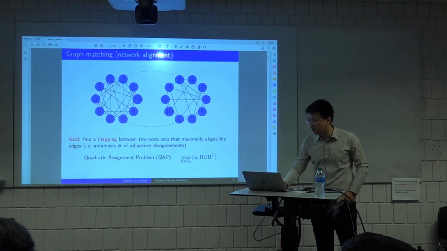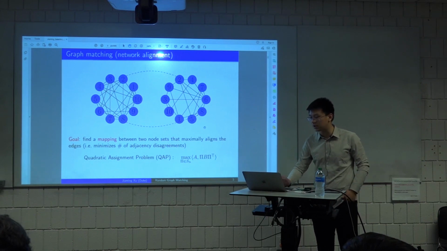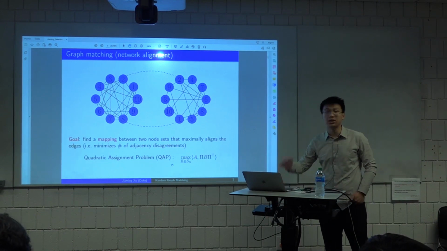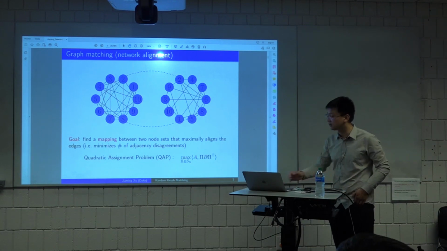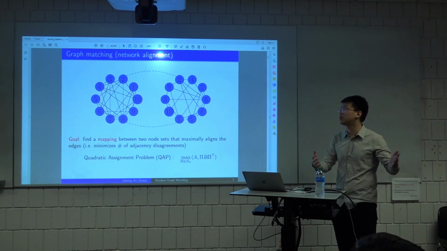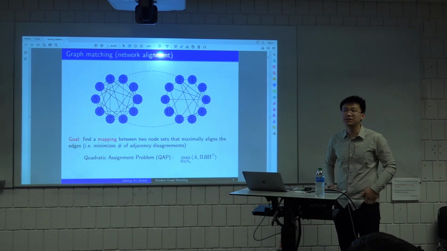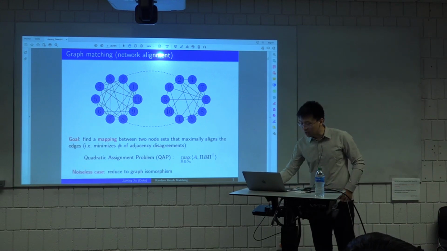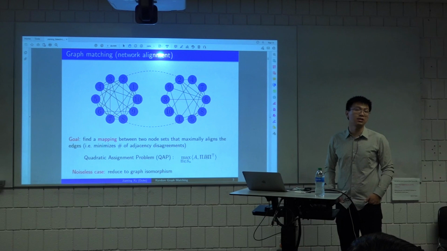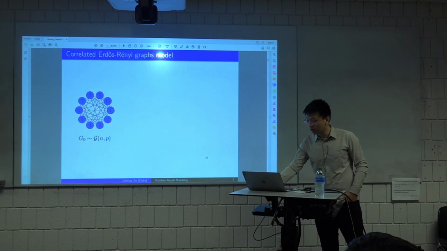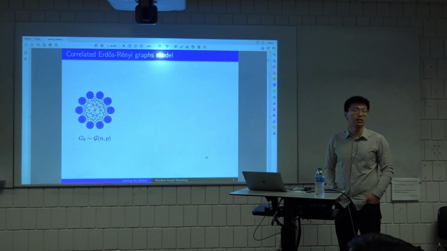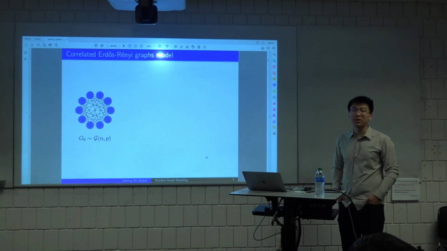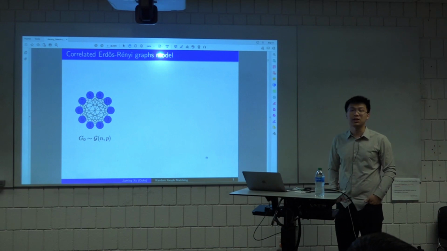Once again, A is the adjacency matrix for the first graph, B is the adjacency matrix for the second graph, and pi is the permutation matrix. Basically, you want to search over all the possible permuted versions of B, so as to maximize the inner product between A and the permuted version of B. Okay. In the noiseless case, as we discussed last time, this reduces to a graph isomorphism problem. But as we briefly talked about last time, this problem is actually NP-hard in the worst case in general.